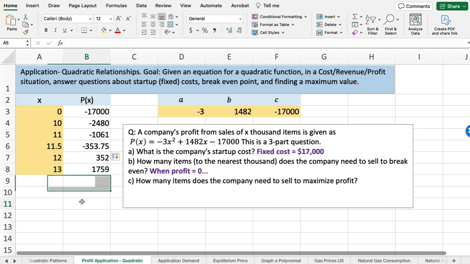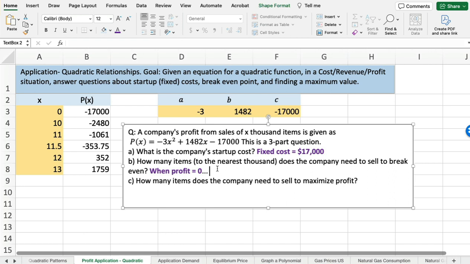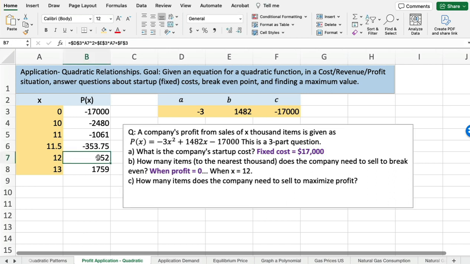And the answer is that it's going to hit zero between 11.5 and positive 12. In fact, it looks like it may even be almost exactly halfway in between those. But we don't need the exact answer because part B says how many items to the nearest thousand, right? So we're not even going to give a decimal answer. It looks like the nearest thousand is going to be when x equals 12. So that is our nearest thousand where the profit becomes zero.